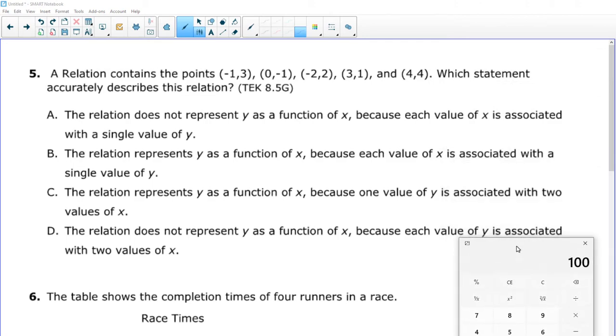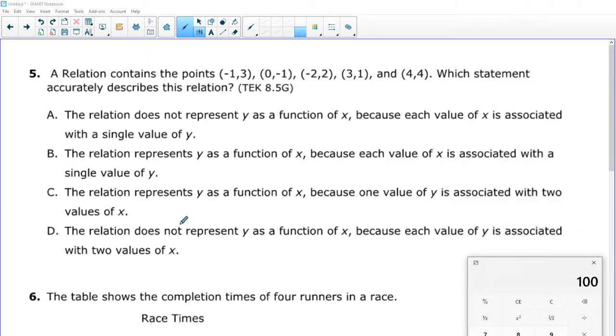All right, this question. I hate these questions. Relation contains points, all 5 of those. Which statement correctly describes this relation? So first we want to know, is this a function, yes or no? So function means x does not repeat. That's how we know if it's a function.